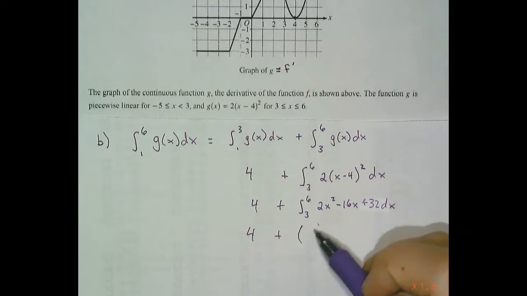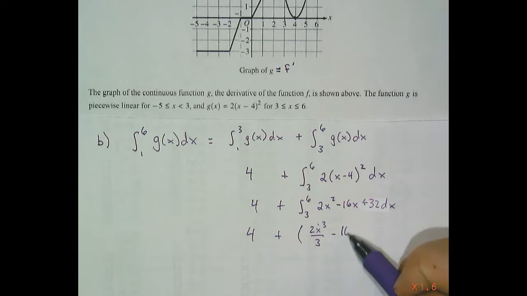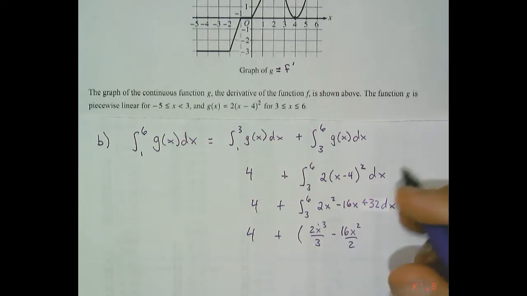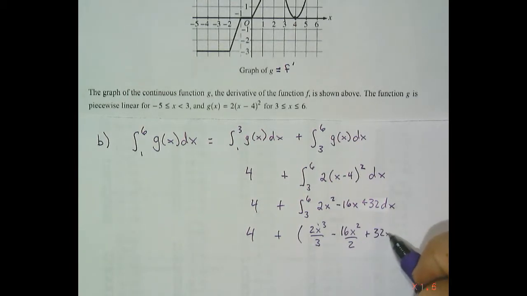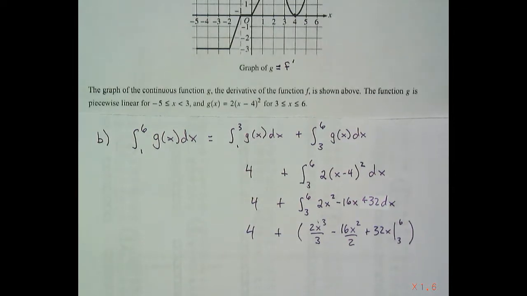The antiderivative is 2x to the third over 3 minus 16x squared over 2, or just 8x squared, plus 32x, evaluated from 3 to 6, not a very friendly problem for no calculator. No easy numbers there, but we don't have to simplify anything, so 2/3 of 216 minus 8 times 36 plus 32 times 6.